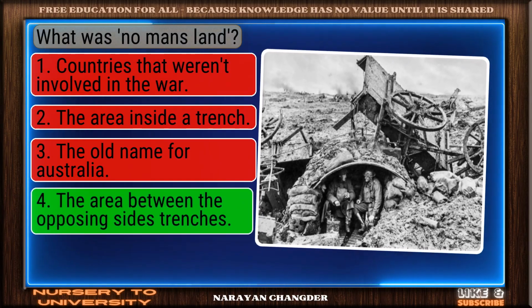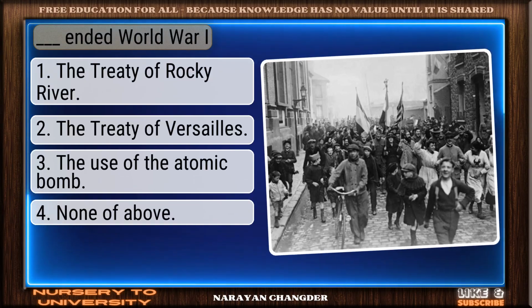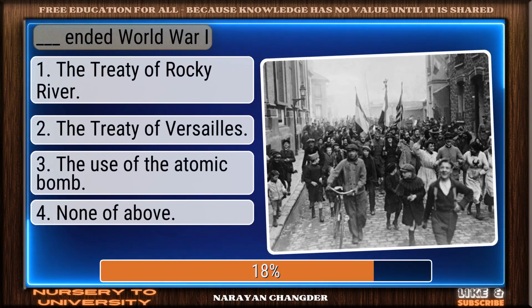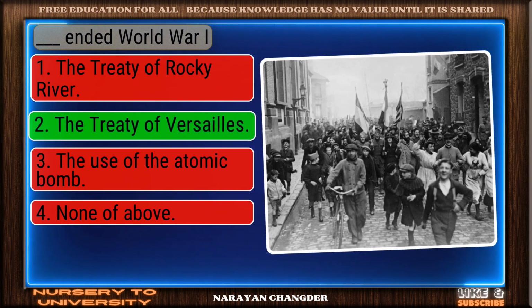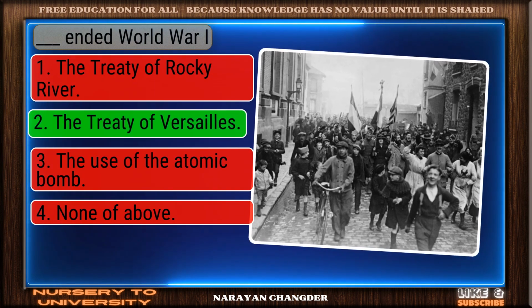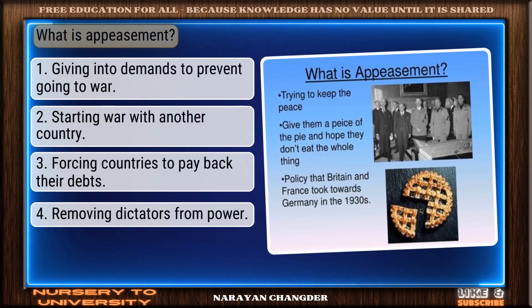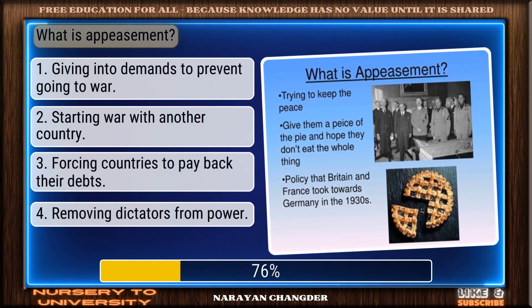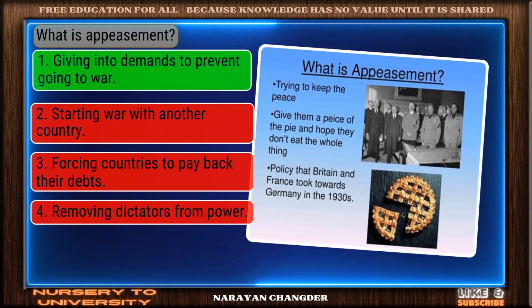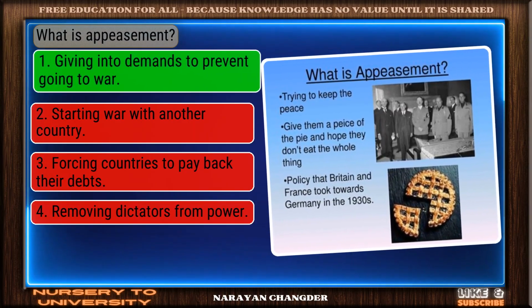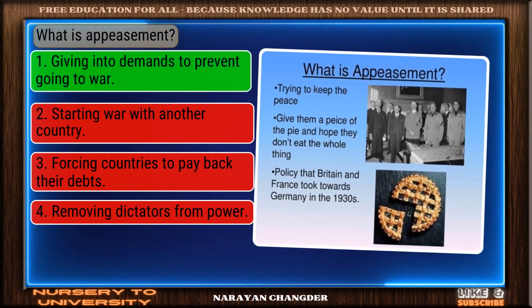correct and valid answer. Dash ended World War I. Right again. The Treaty of Versailles is a valid answer. What is appeasement? Right choice. Giving in to demands to prevent going to war is the best answer.